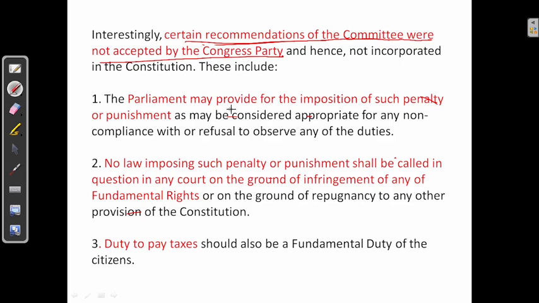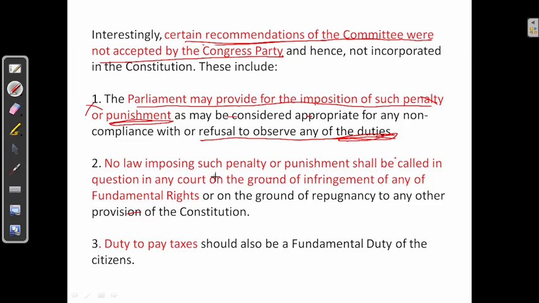First one, the Parliament may provide for the imposition of such penalty or punishment as may be considered appropriate for any non-compliance with or refusal to observe any of the duties. If any member didn't follow their duty, then Parliament may impose such a penalty. This was not accepted by the Congress party.